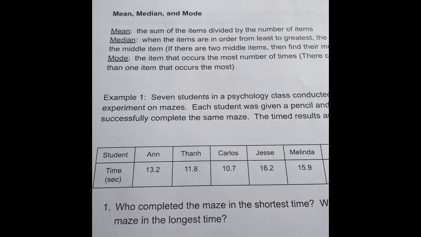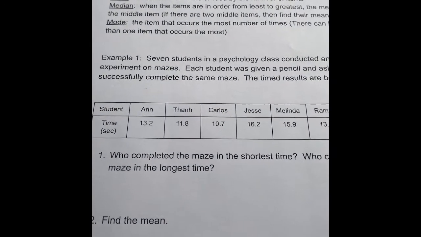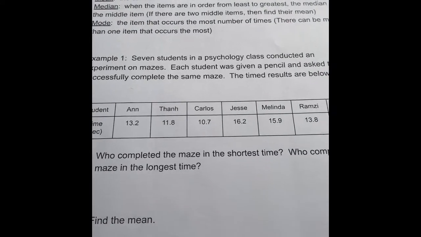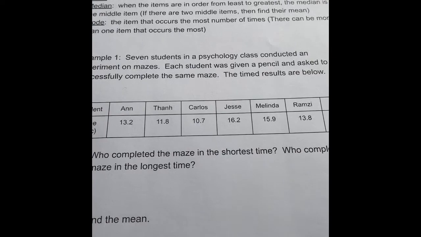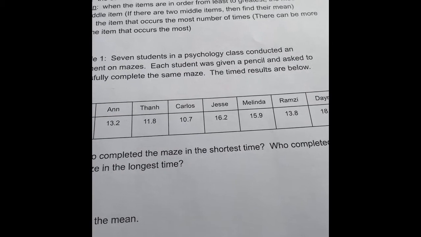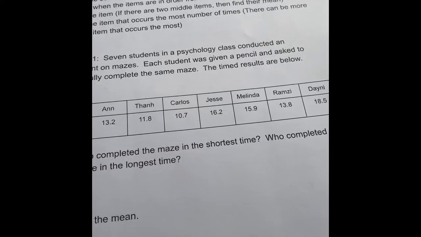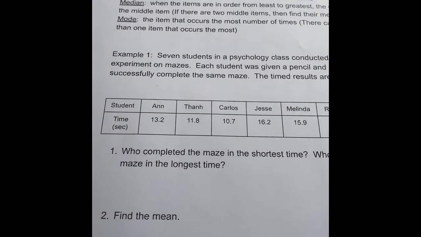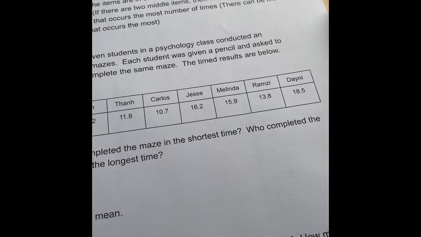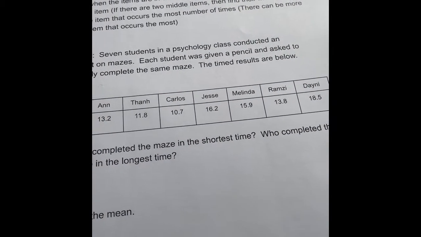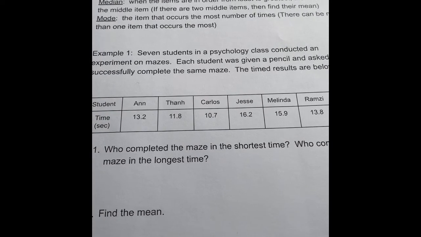So I've got a couple of examples I'm going to look at with you here. On example 1, it says that 7 students in a psychology class conducted an experiment on mazes. Each student was given a pencil and asked to successfully complete the same maze. The timed results are below. So you see this table, and there are 7 different people that went through this maze and recorded their time to get through the maze.